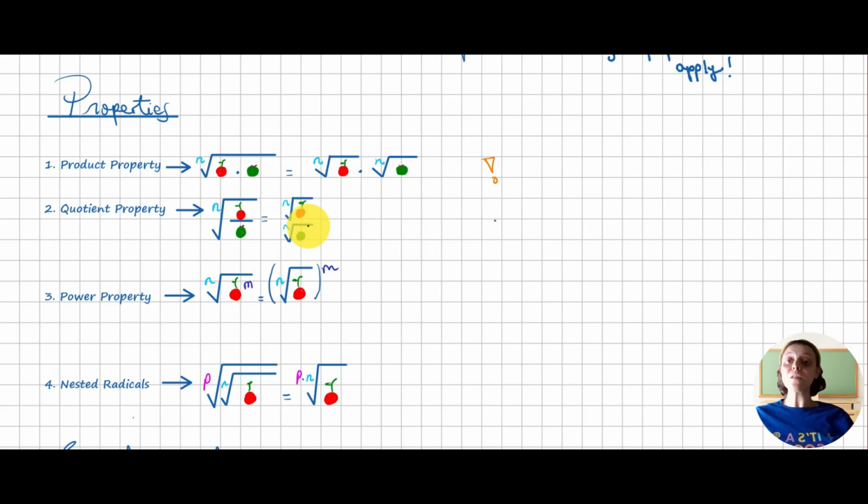Then, if they are multiplying, we can separate them, keeping the same operation, okay? So we have the nth root of apple times lemon. It's going to equal the nth root of apple times the nth root of lemon, okay? This only applies when they are multiplying, okay? This is super important because there tends to be a confusion when we have these elements adding. It's not the same, okay? So keep this in mind.